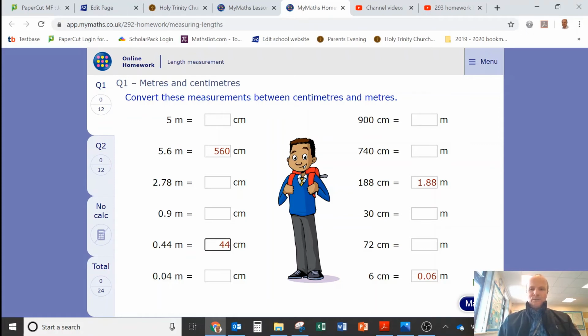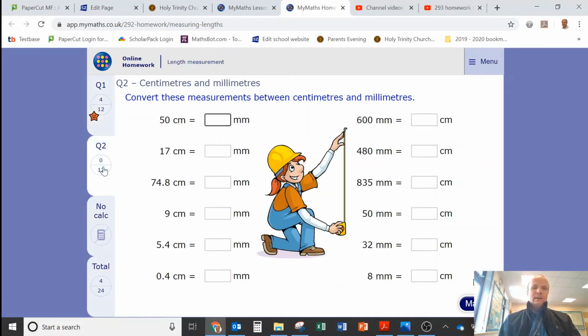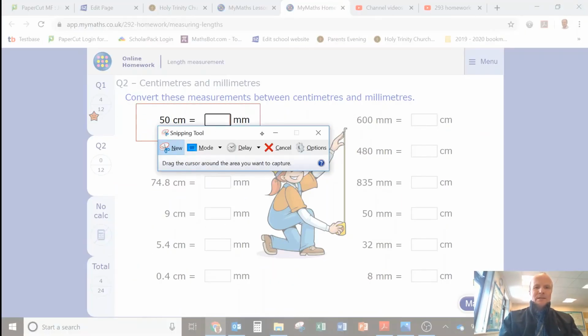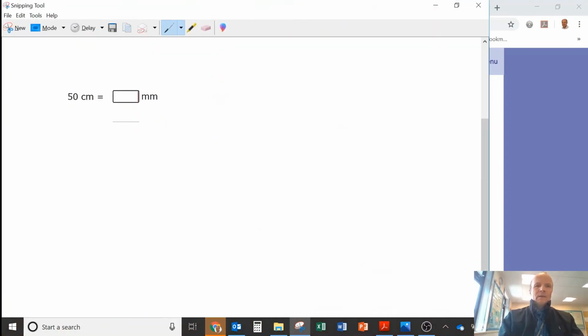And we mark just those 4 questions. There you go. Question 2 is centimetres to millimetres, remembering there's 10 millimetres in a centimetre. So again, I'll just show you 1 or 2 of them. So starting off with a basic one. We need to write down what we know. We know 1 centimetre equals 10 millimetres.